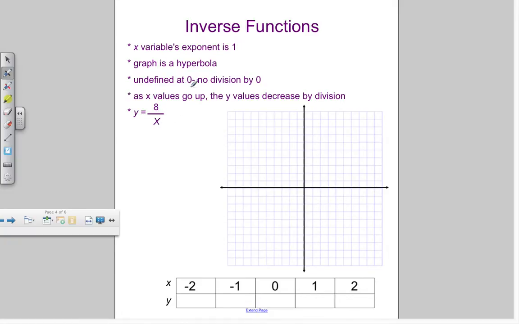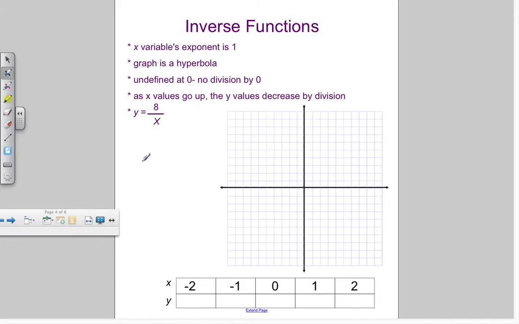It's undefined at 0 because we can't have division by 0. If I put a 0 in for x here, you notice how 8 divided by 0 won't work? That's how we get undefined. The other thing you need to notice is that as x values go up, the y value decreases by division. Okay? You'll see that in a moment.